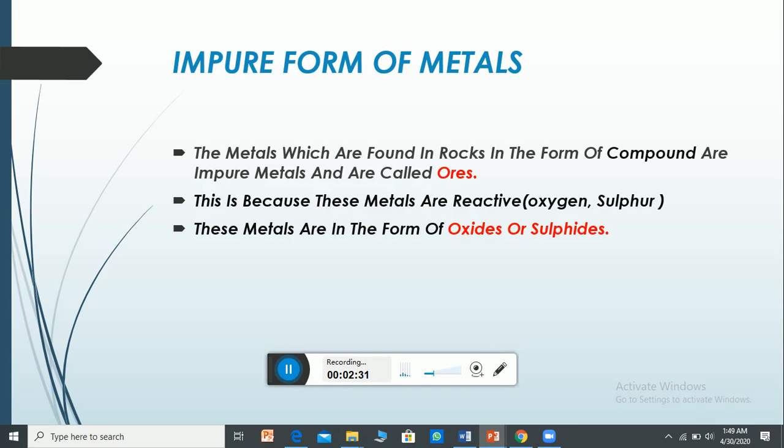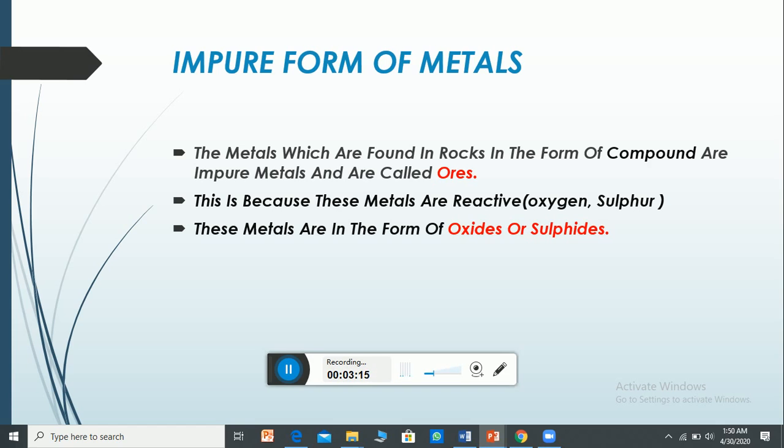The impure form of the metals are all those metals which are found in the rocks in the form of a compound. In other words, some impurity is mixed with them. These are also known as ores. This is because these metals are reactive with oxygen and sulfur, and these metals are at the top of the reactivity series. For example, potassium, sodium, calcium, magnesium, aluminium, zinc, iron, tin, lead, copper. These are above in the reactivity series in order.